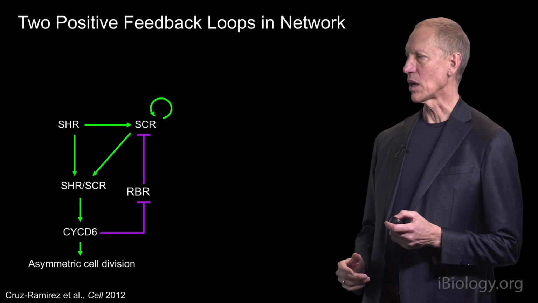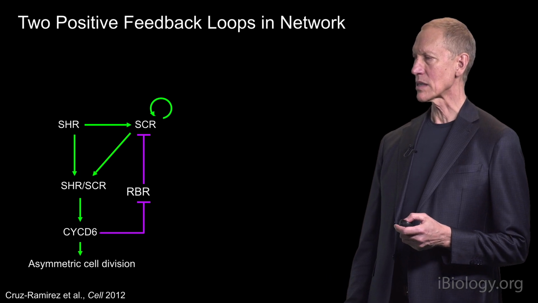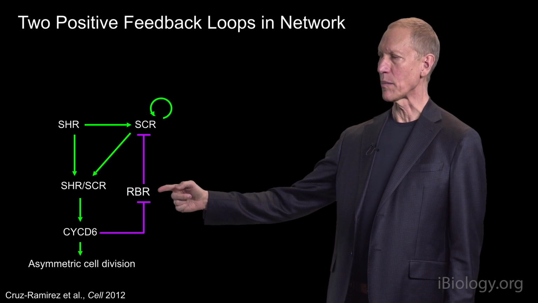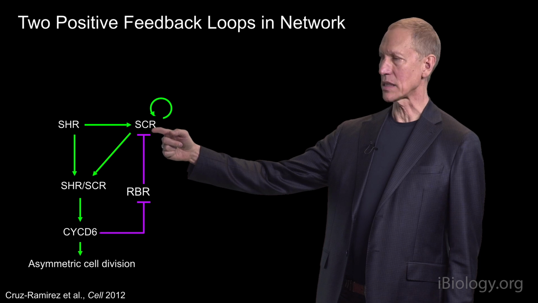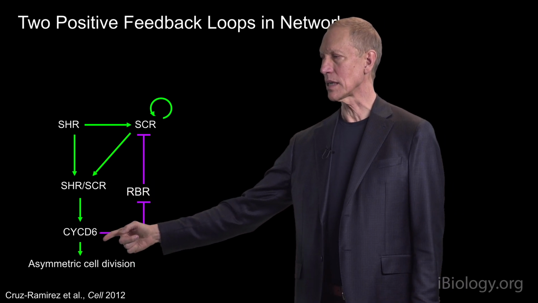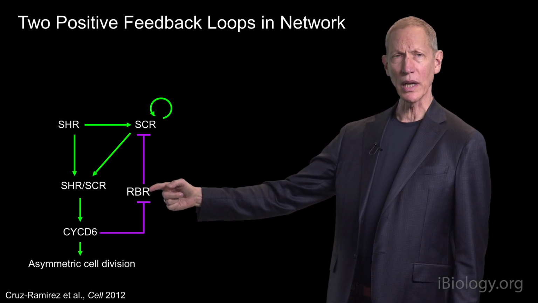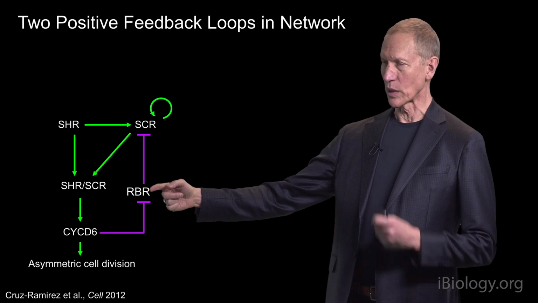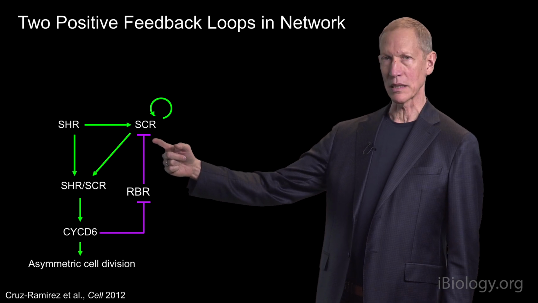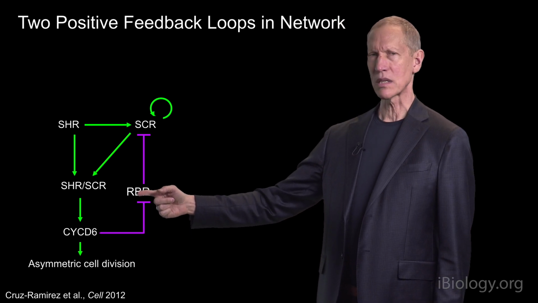There's another part of this network which was discovered by the laboratory of Benfey, Alfredo Cruz Ramirez, and they found that there was a protein called retinoblastoma-related, RBR, which physically blocks the activity of SCARECROW when it binds SCARECROW. Now this connects to our first network through Cyclin D6, because this Cyclin D6 actually with its associated kinase phosphorylates RBR. When RBR is phosphorylated, when there's a phosphate molecule attached to this protein, then that prevents the binding to SCARECROW.